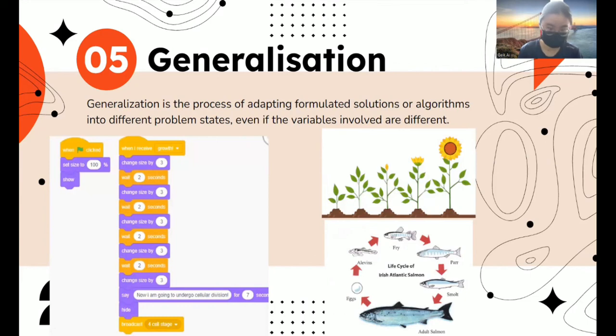So this code is used to show the change in size against the time changes. So there are many variables that can use the similar code, for example, the growth of plants such as sunflower, or the growth of animals such as salmon. So again, it shows that the code that I have created can be adapted into different situations.